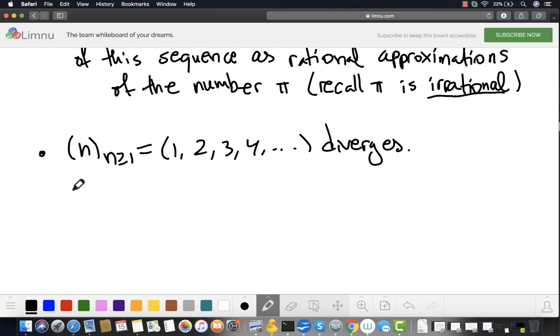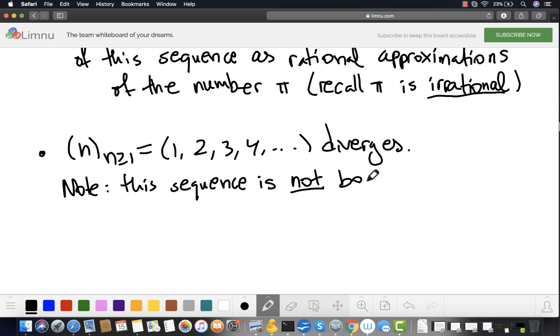But note that there's something special about this example. This example is not bounded, and that's a very quick reason for why it should diverge. I said it diverges, but this sequence is somehow worse. It's unbounded. And if the sequence is not bounded, it must automatically diverge. Maybe we'll talk about this next time.